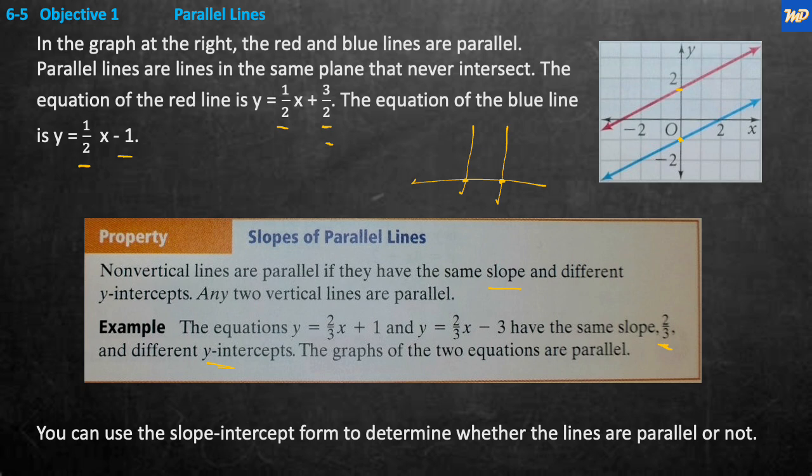You can use the slope-intercept form of the linear equation to determine whether lines are parallel or not. Once you put it in slope-intercept form, y equals mx plus b, there's your m, and here's your x, and 1 is your b, and your m is 2/3 in this case. So that's slope-intercept. Okay, so let's move on.